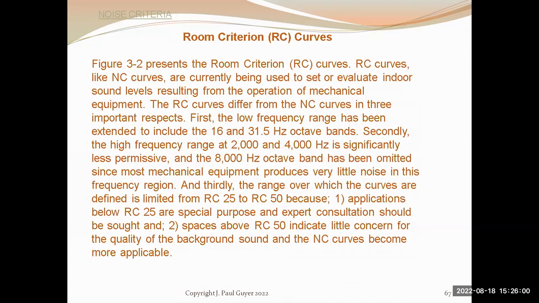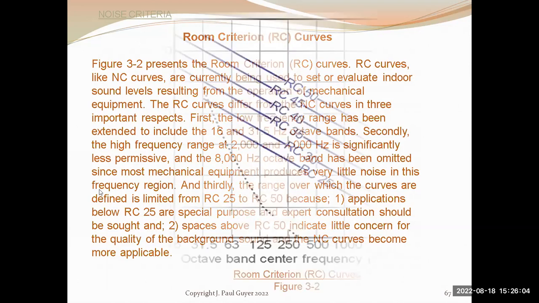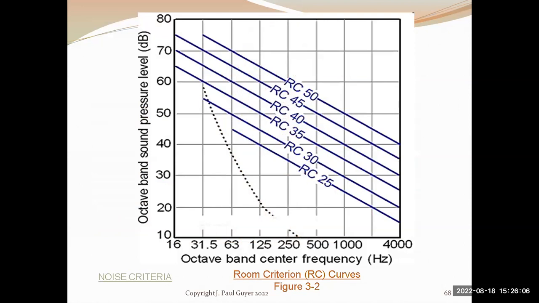Room criteria curves. Here is a table or a figure that is analogous to the NC figure that you just saw. And this is the definition of the RC curves. We're not going to go into a discussion of them because generally speaking, in plain old ordinary building design, you will be using the NC curves.